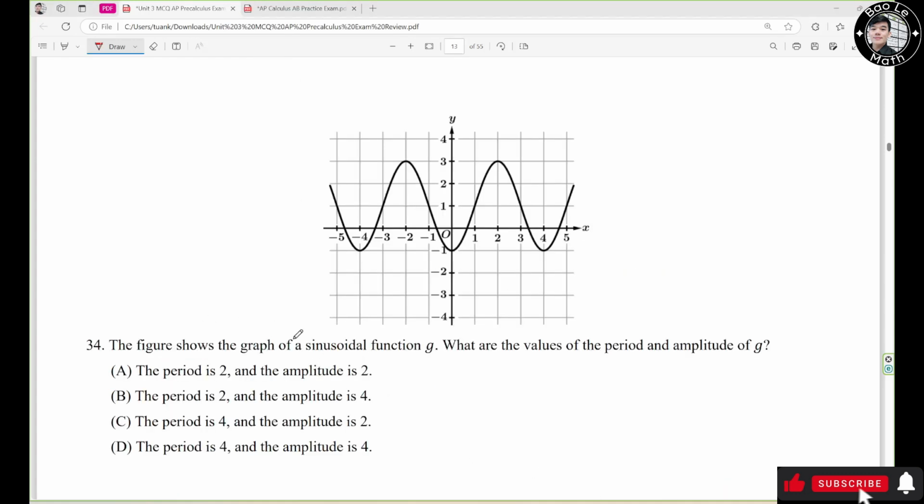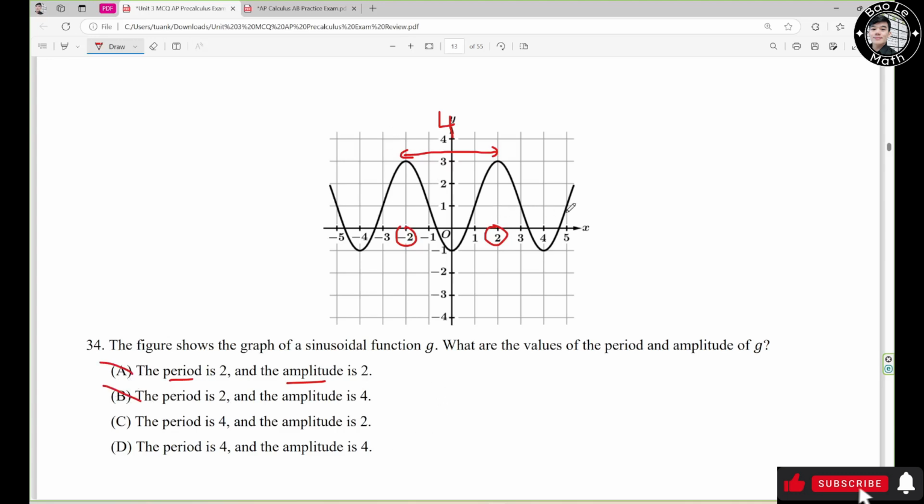Now question 34, we need to solve for period and amplitude, right? The period is the distance between two hills, or two maximum, right? So it could be from here to here. Alright, so it could be 2 subtract negative 2, which means 4, right? So I need to eliminate A and B.